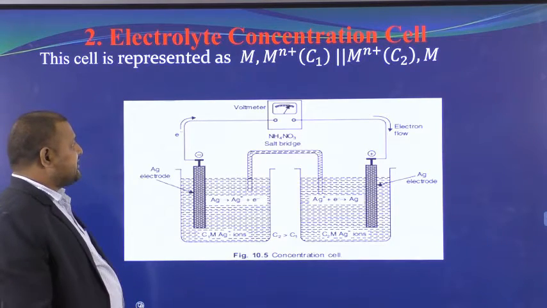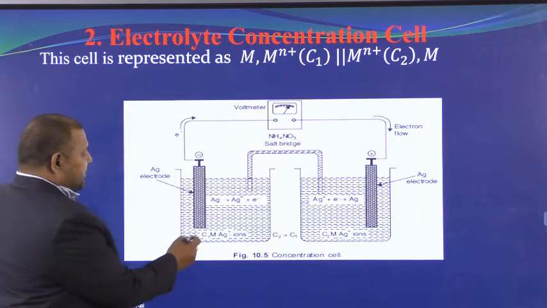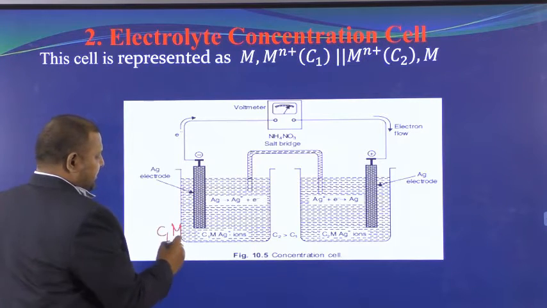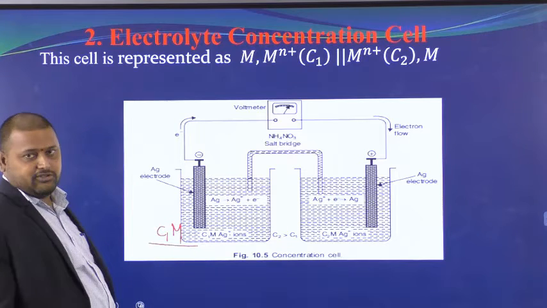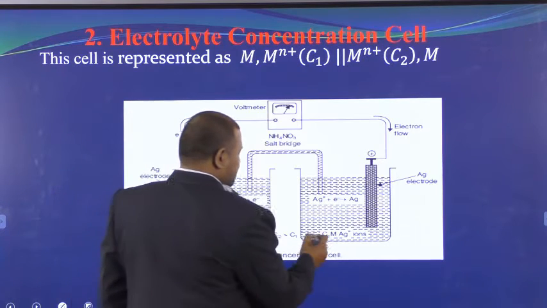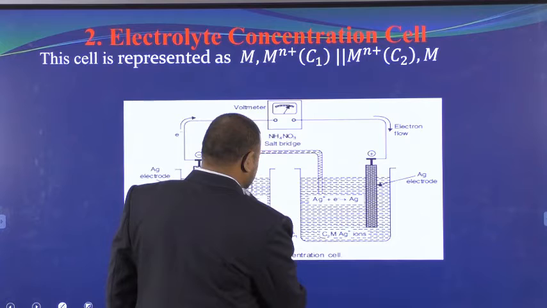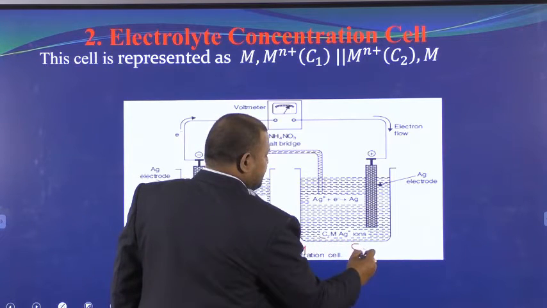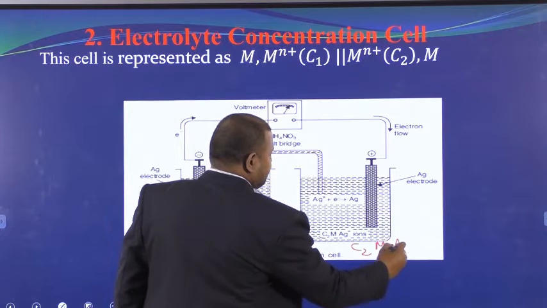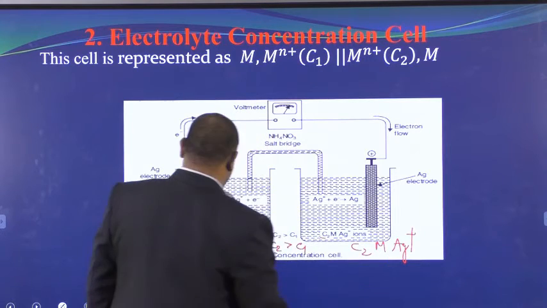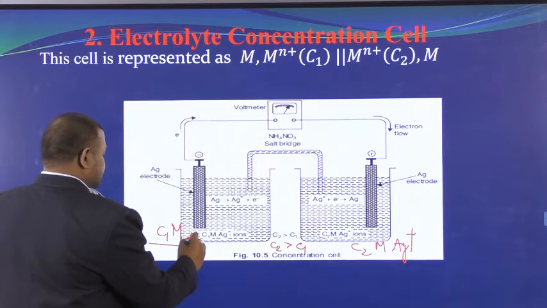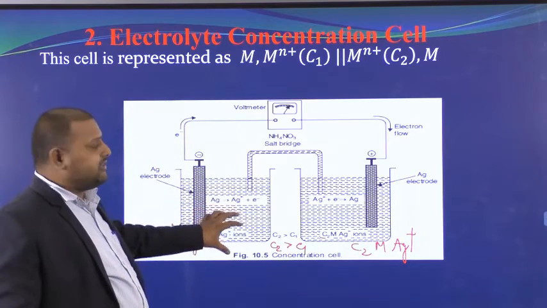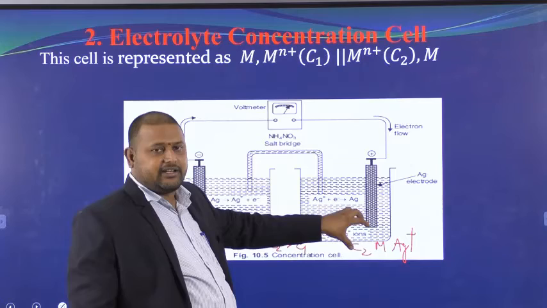See this, for example, I have taken silver here. Here the concentration of the silver is C1 M, molar solution. Here I put C2, and C2 is greater than C1. This is C2 molar Ag solution. Silver rod dipped in silver nitrate solution. Here also, silver rod dipped in silver nitrate solution.